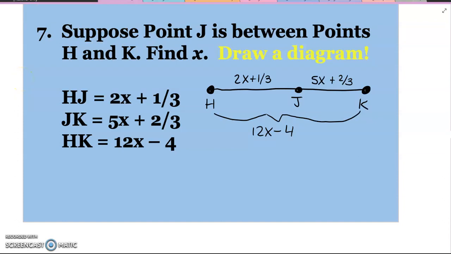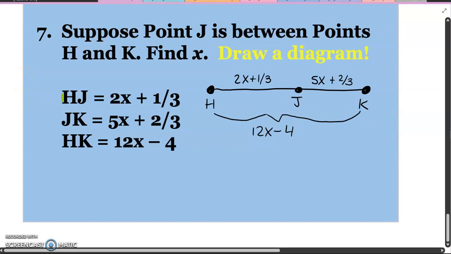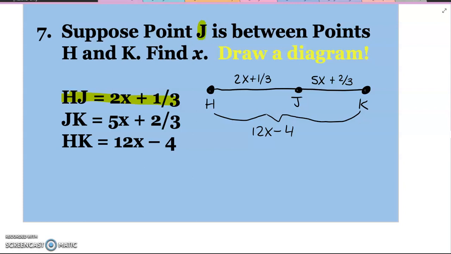This is what our drawing should look like. Let me go back before I say that. J was actually between the 2 points, so keep in mind when you were drawing it. Back to what I was saying before. HJ is the segment part here on the left, and then JK is the segment part on the right. So those are my 2 parts, and then HK is my whole.